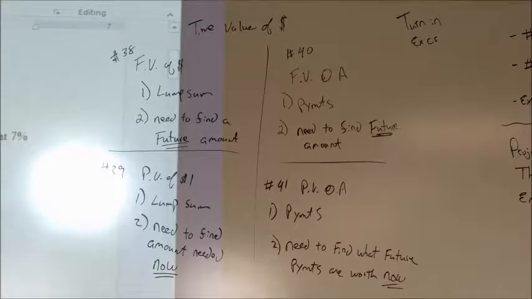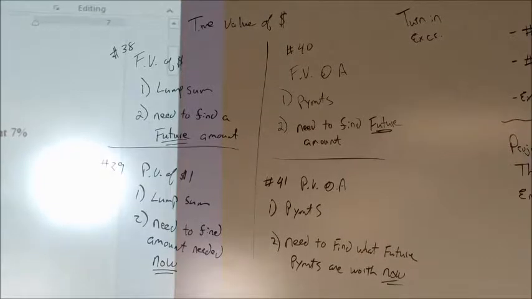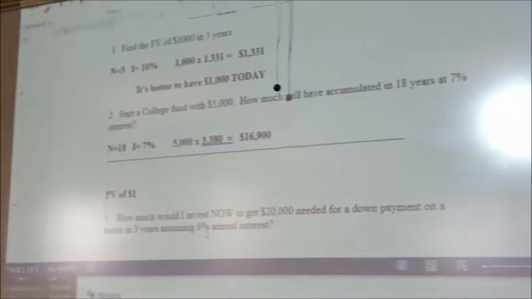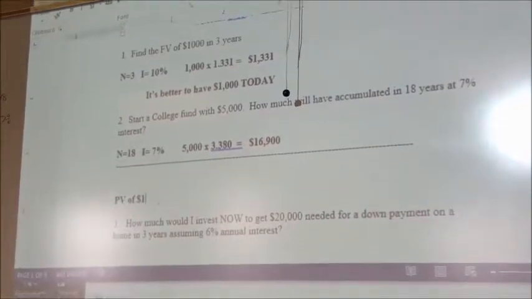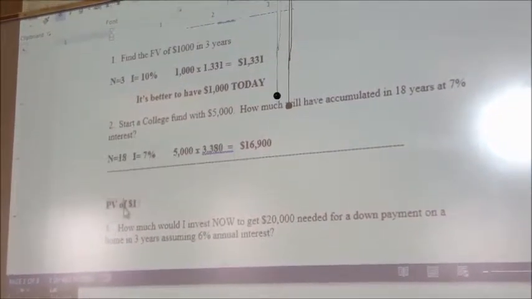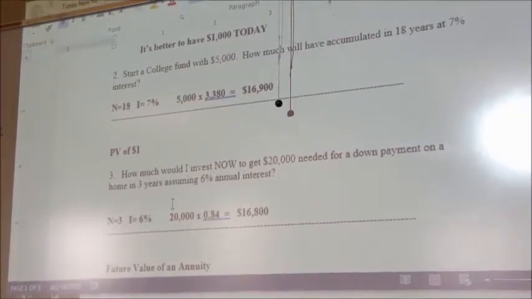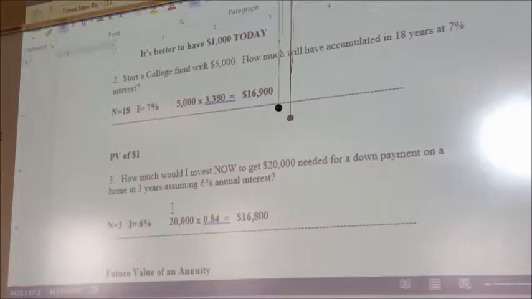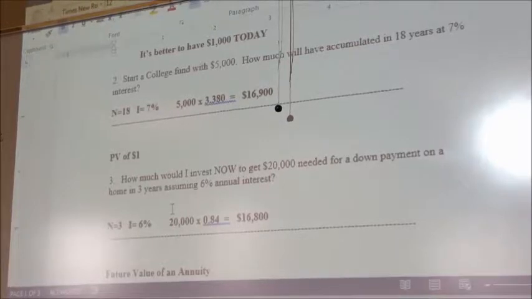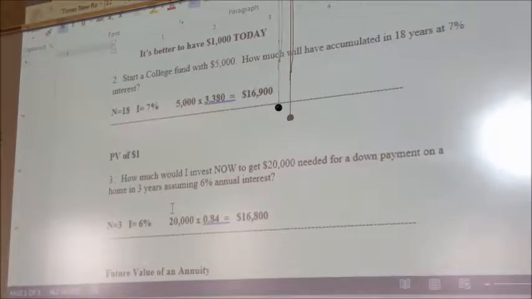Interest, so it's just compounding annually. N is 3, the number of periods, and I is 6%. Make sure we got chart 39, present value of $1. If I put away $16,800, I'll be at $20,000 in 3 years.